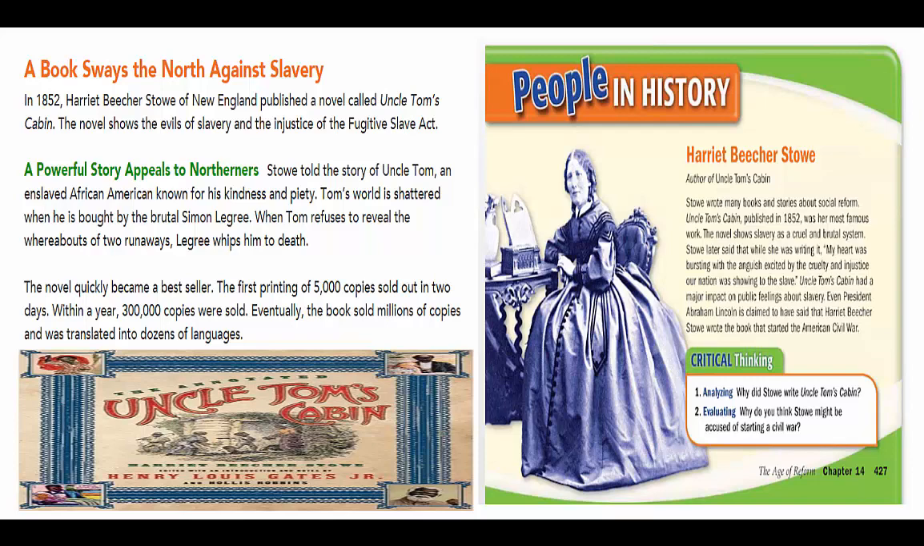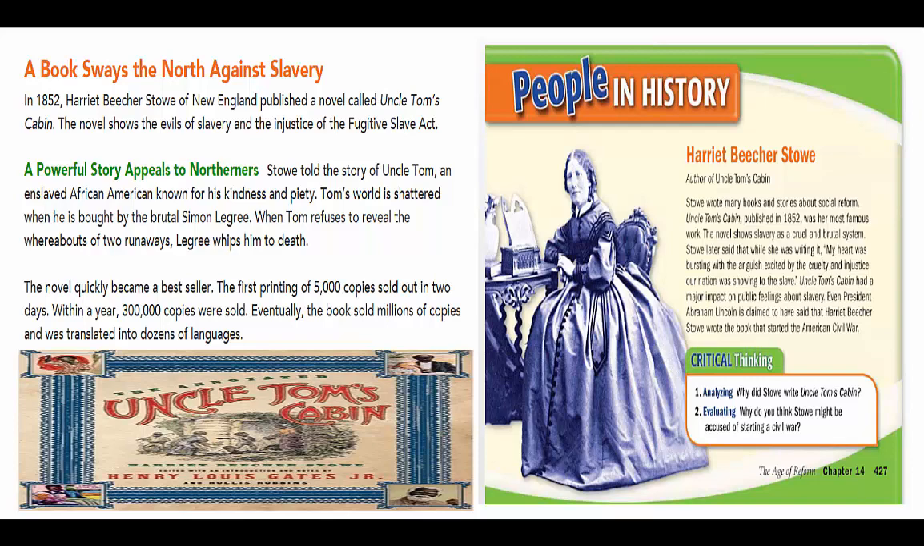Stowe told the story of Uncle Tom, an enslaved African American known for his kindness and piety. Tom's world is shattered when he is bought by the brutal Simon Legree. When Tom refuses to reveal the whereabouts of two runaways, Legree whips him to death.